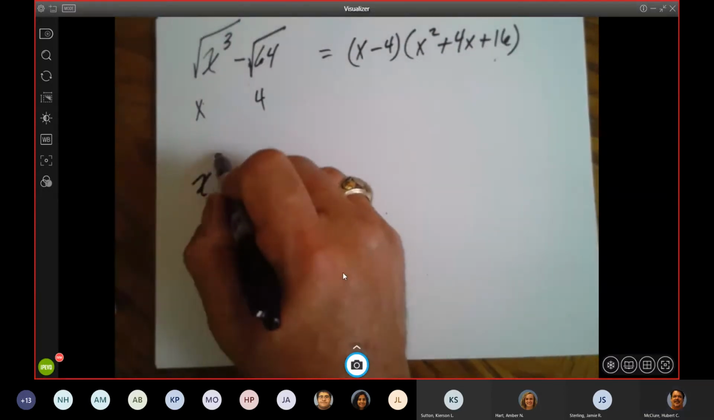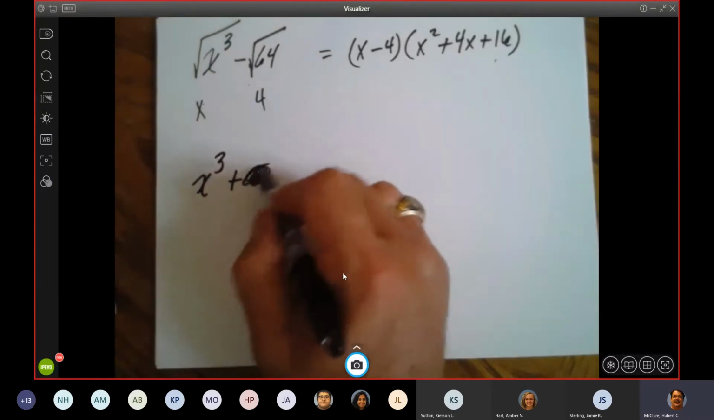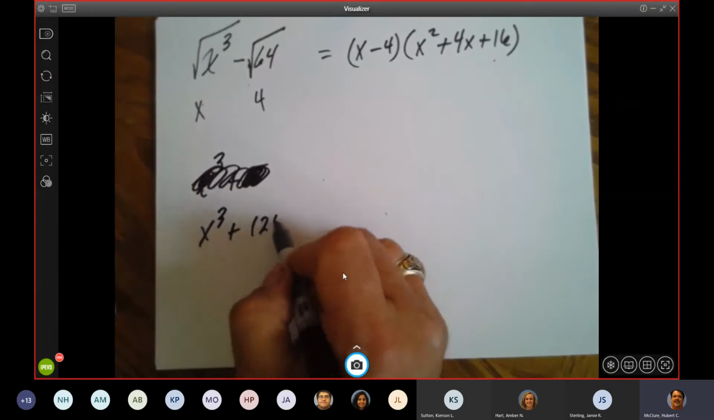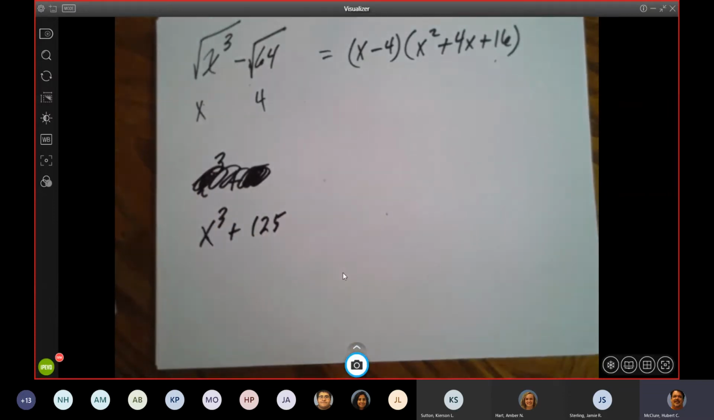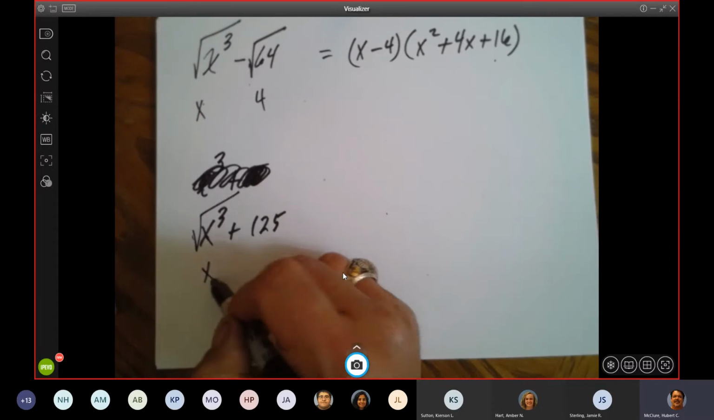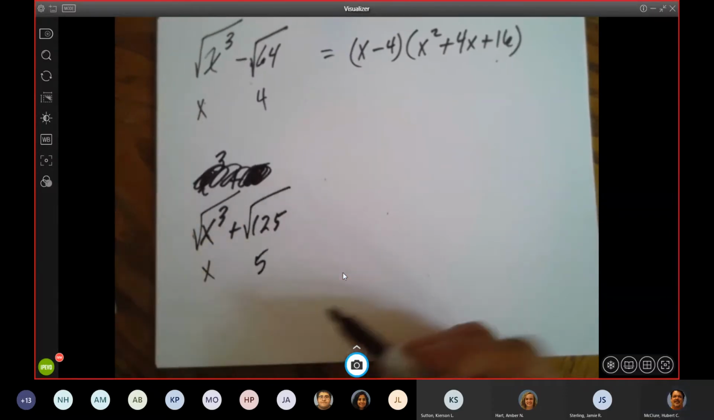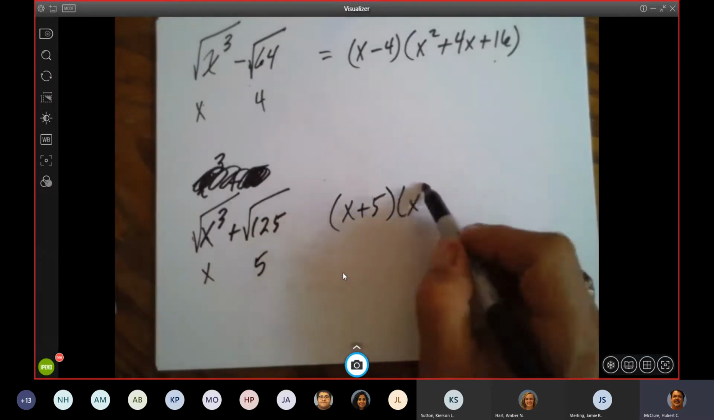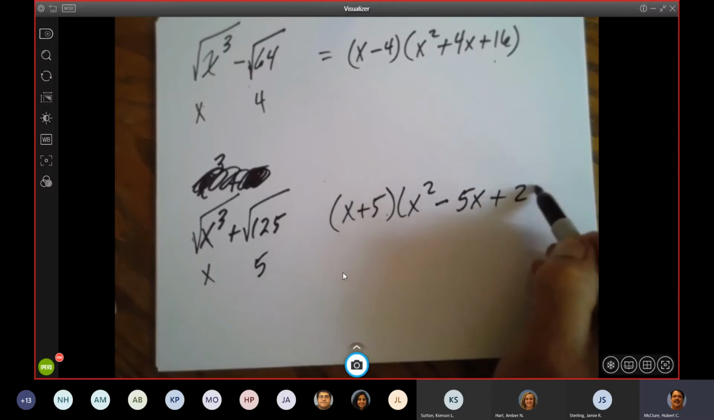Now let's do x cubed plus 125. All right, y'all do that one. Shortcut number 4. So that's going to give us the cube root of x cubed is x. The cube root of 125 is 5. So that's going to be (x plus 5) times (x squared minus 5x plus 25).